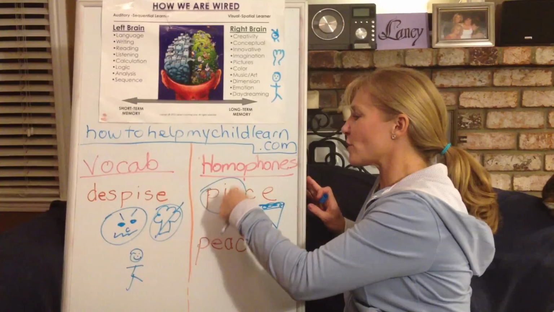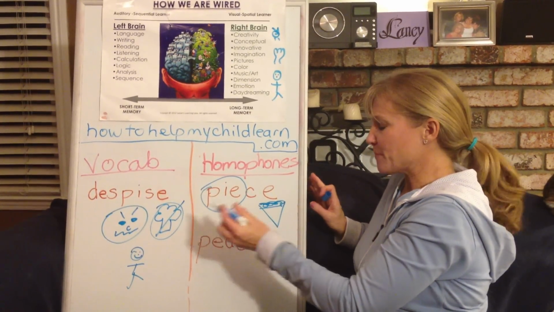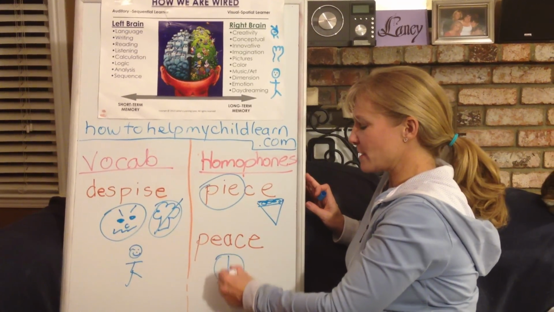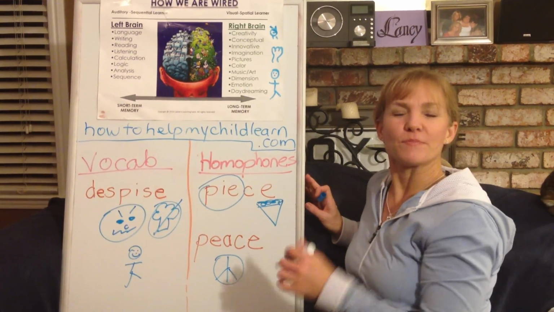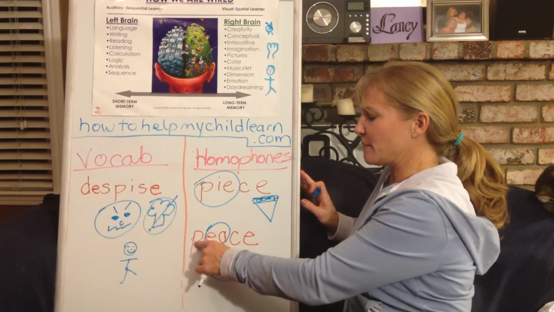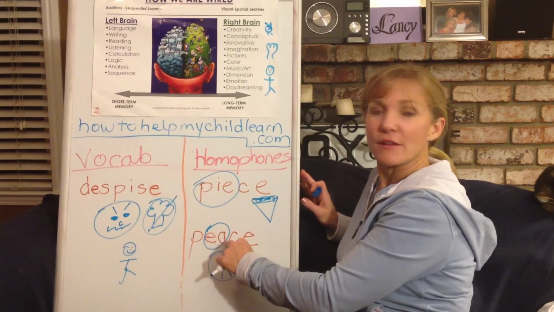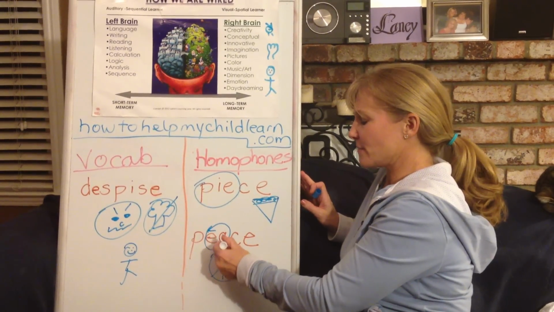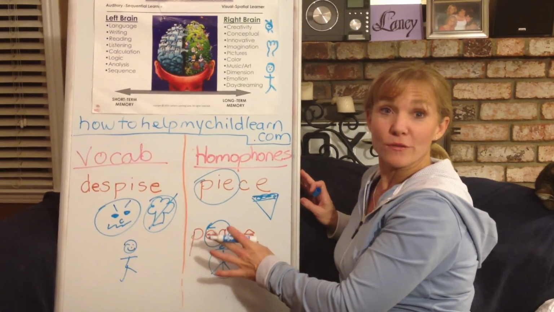that triggers their brain to go, oh, pie, and then they draw a picture of a pie. Now, this piece is obviously this type of piece. Peaceful. And this is phonetically spelled correctly. E, because two vowels together, first one does the talking, second one does the walking. That's a whole other video.